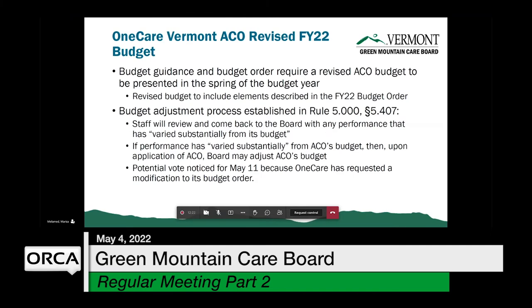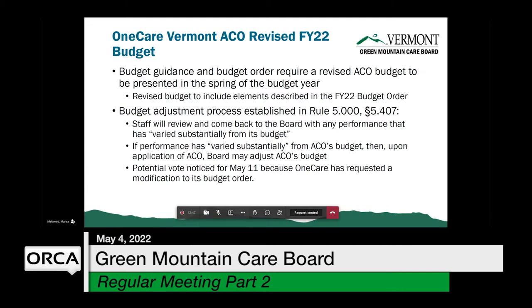So the budget guidance and the budget order require that a revised ACO budget is presented in the spring of the budget year. And the revised budget and the presentation must include elements that are described in the FY22 budget order, which are on a later slide. The budget adjustment process is established in Rule 5, Section 5.407.